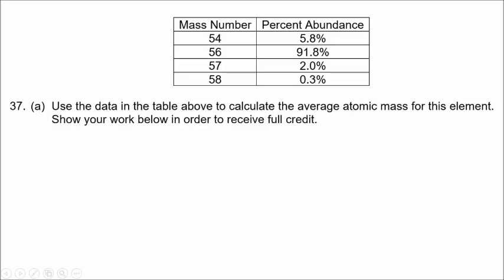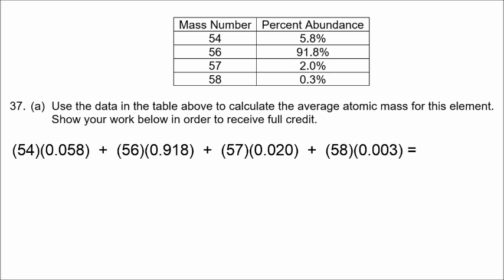Now we are going to do the weighted average calculation for this particular element, and we can multiply each of those mass numbers by the percent abundance as a decimal. So 54 times 0.058 plus 56 times 0.918 plus 57 times 0.020, and then be careful that you move the decimal back 2 spaces on that last one, 58 times 0.003.